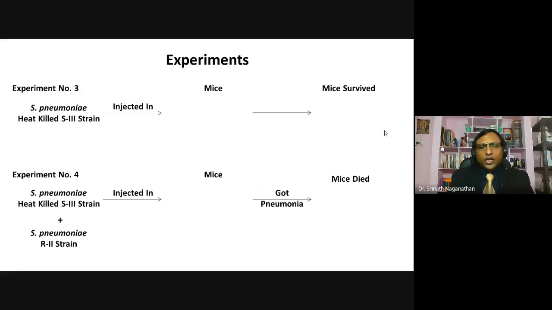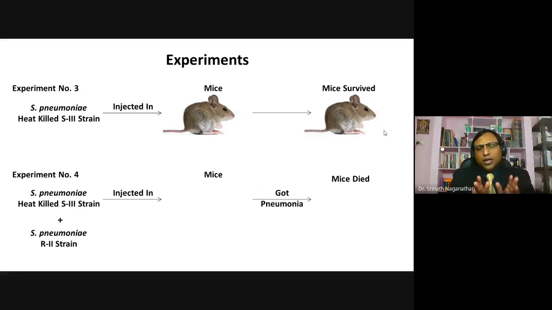Then he used the heat-killed S3 strain and injected it into the mice. After a few days, he observed that the mice survived. So he thought that, since the mice survived, once the S3 strain is heat killed, it cannot cause pneumonia, or the capsule is removed, and thereby the mice are protected from getting pneumonia.